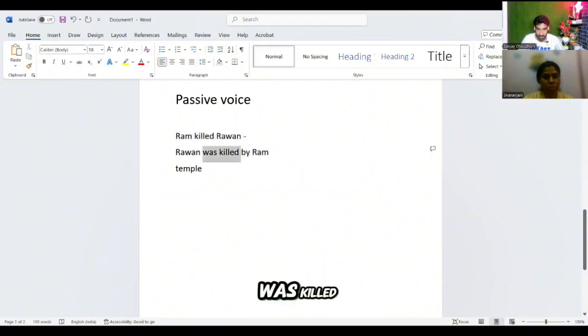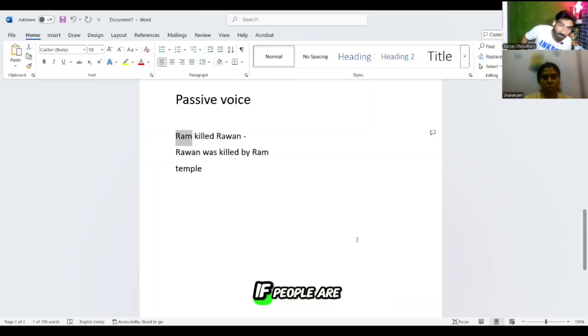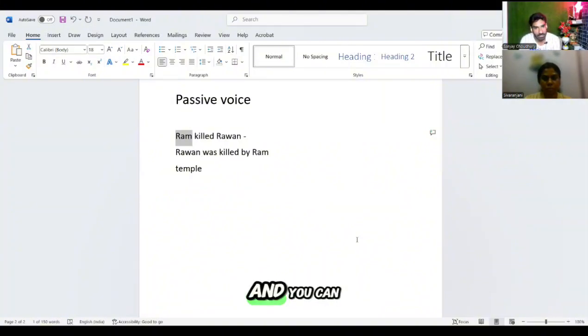When you say was killed, it means the object is more important. When you use the simple past tense and say Ram killed Ravana, it means Ram is more important. So one way is to take the help of grammar to give stress or focus on particular words. The second way, if people are not very aware of the grammatical portion, is to just focus on your words. You can be more clear at the time of speaking, and you can give stress to the word.